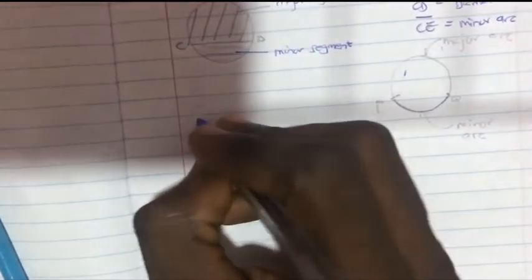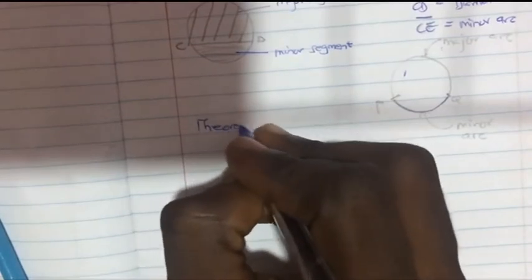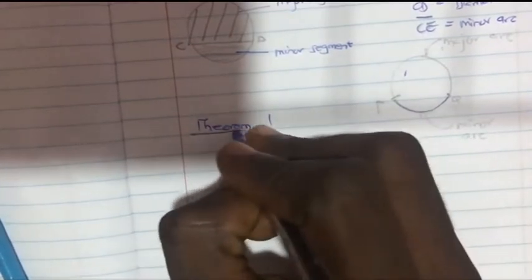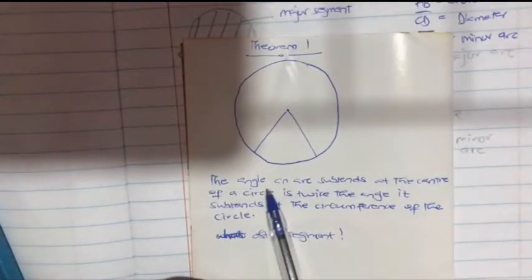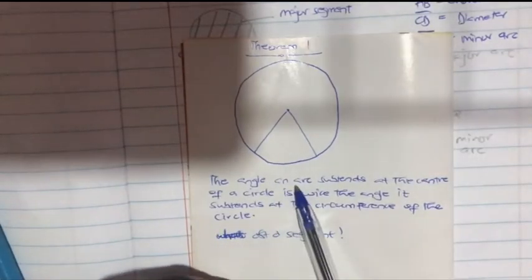Theorem 1. Please pay attention and make sure you understand one theorem before you move to the next theorem. So the first theorem says that the angle an arc subtends at the center of a circle.